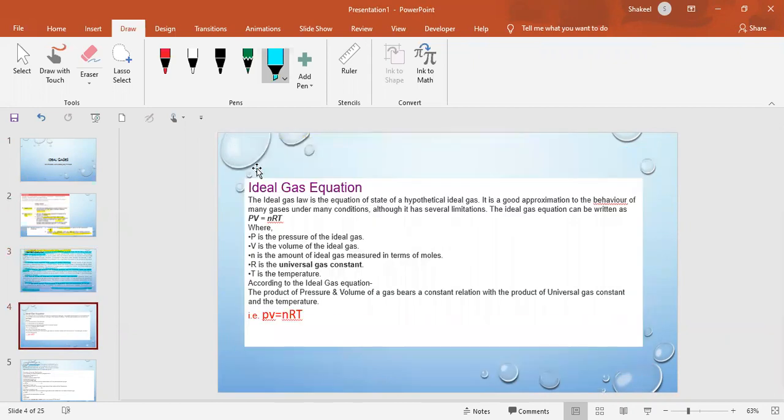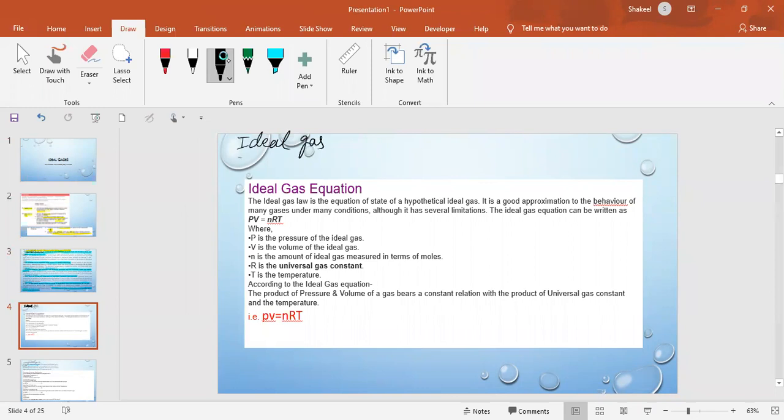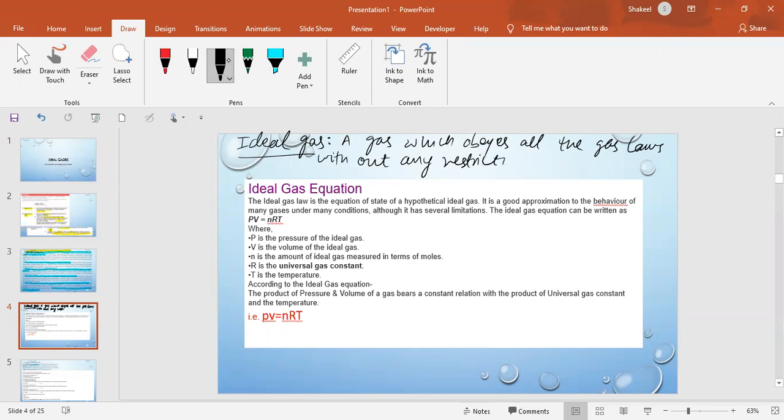Let's move forward and look at the ideal gas equation. Before we look at the ideal gas equation, let's look at what an ideal gas is. An ideal gas is a gas which obeys all the gas laws without any restriction in conditions of pressure, volume, and temperature.